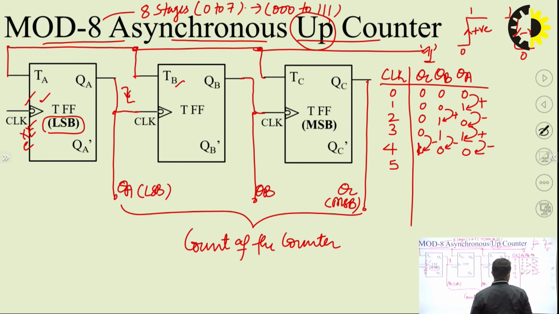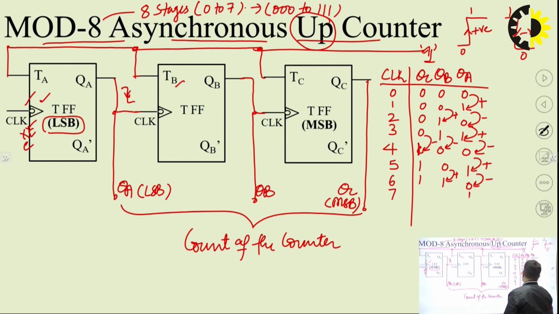For the fifth pulse, again, it is provided to A. This is 0 to 1, a positive transition. If the transition is positive, no further toggling can happen. That means B will remain 0, C will remain 1. Sixth pulse, again, A will toggle. 1 to 0 is a negative transition, that means B can toggle, B will toggle. This 0 to 1 is a positive transition, that means C cannot toggle. So C remains in the 1 state.